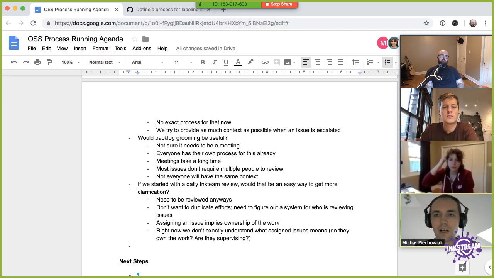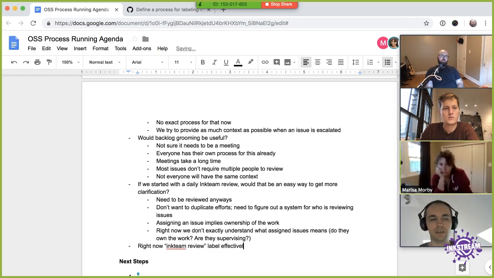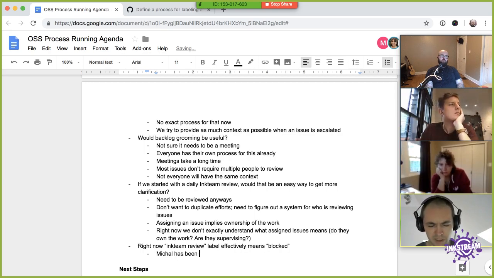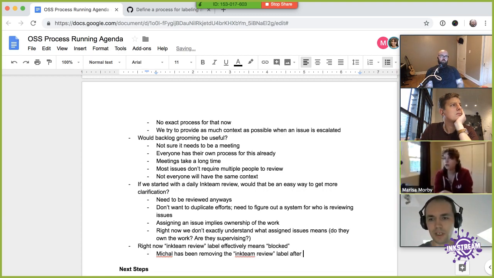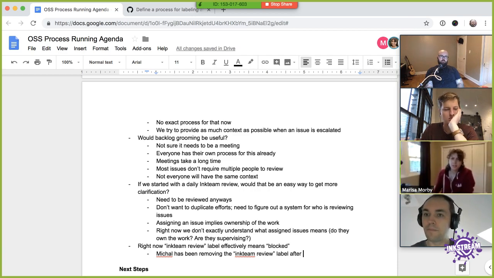Yeah, I was doing exactly that. If I review an issue and provide context, I just remove the ink team review label. And if I felt like I provided enough context, I added the help wanted label. I think that label is for issues that have enough context for anyone in the community to pick up. Like it goes to status ready. Or there are a few different labels that say it's ready for the next step. Okay.